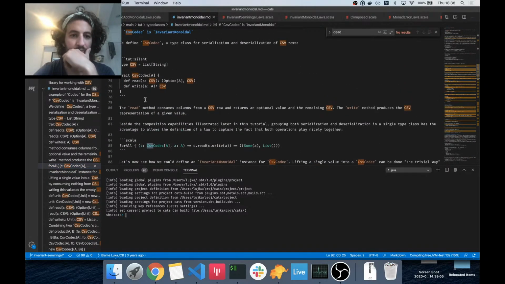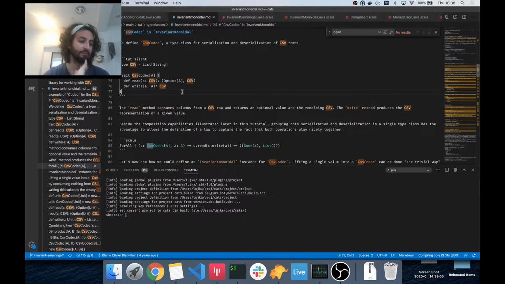So yeah, a CSV codec is basically something that can read from a CSV, which is a list of strings, and return maybe an A, an option of A, and some more CSV. It can also write any A into a CSV, which is that codec type we talked about before, and this is invariant.